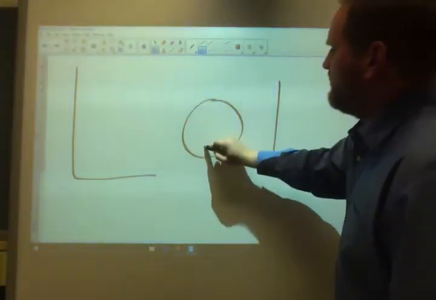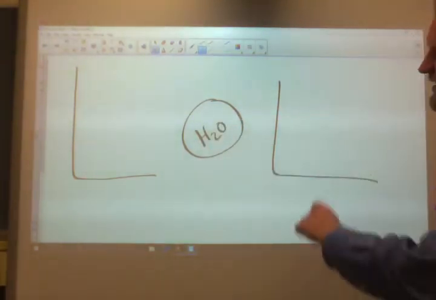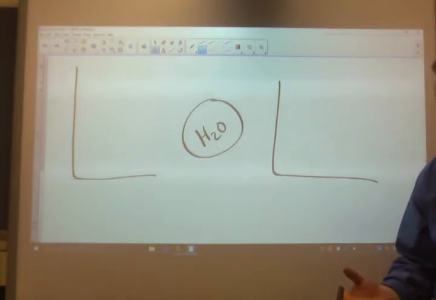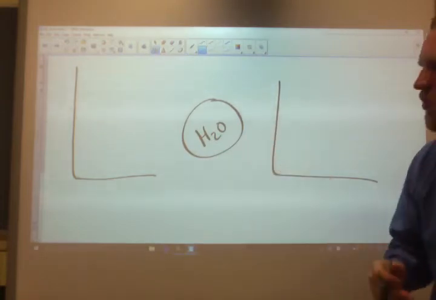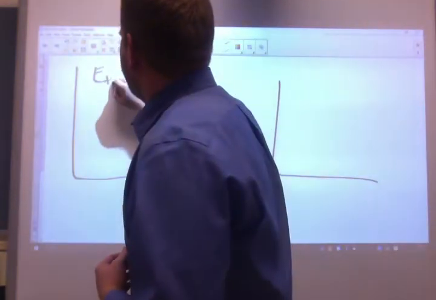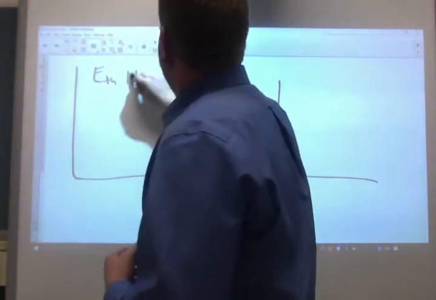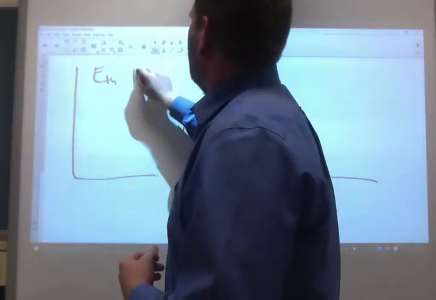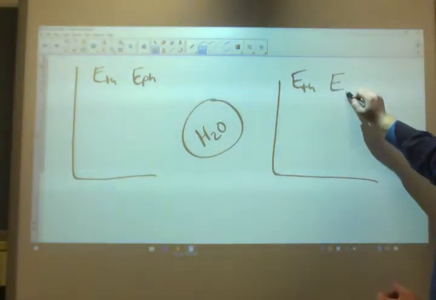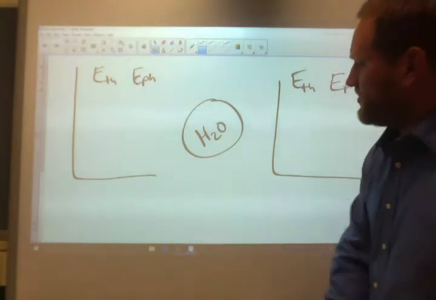So this is in the perspective of the H2O. I like to use H2O instead of water because when you're dealing with ice, it's not really water anymore. So H2O works for all 3 states. Okay, ETH, EPH. Let's write our starting point.